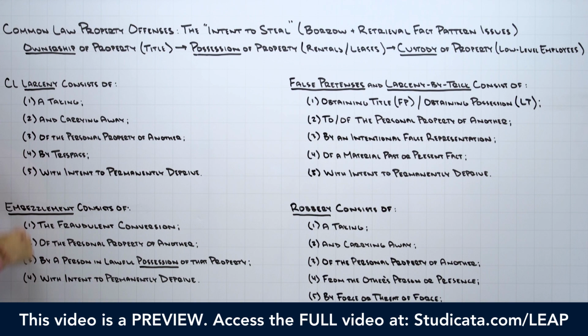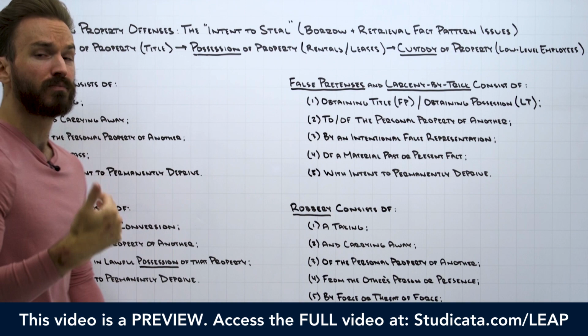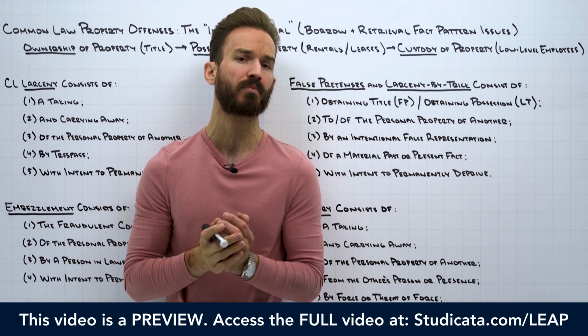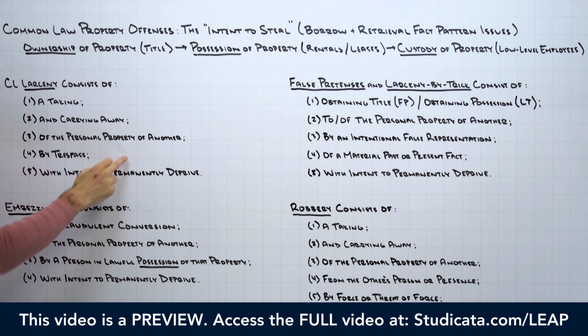We're going to break down attempt and the other inchoate offenses in more detail in future lessons. But for now, we can accept that it would be an incomplete larceny if the defendant never obtains possession of the property, never moves the property. They're not liable for common law larceny, but could be liable for attempted larceny.